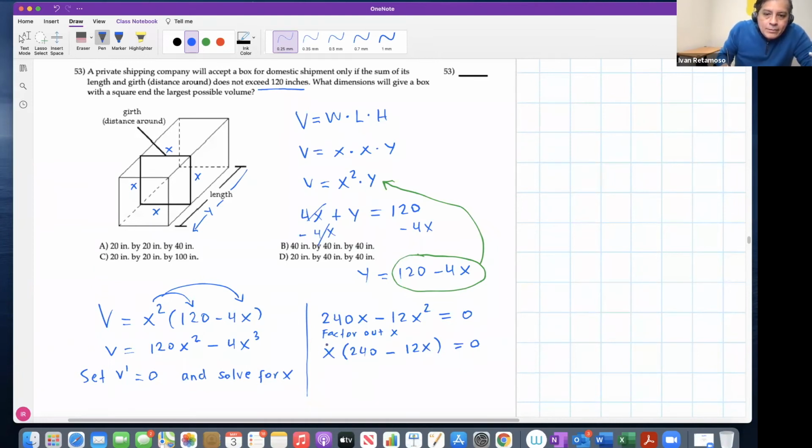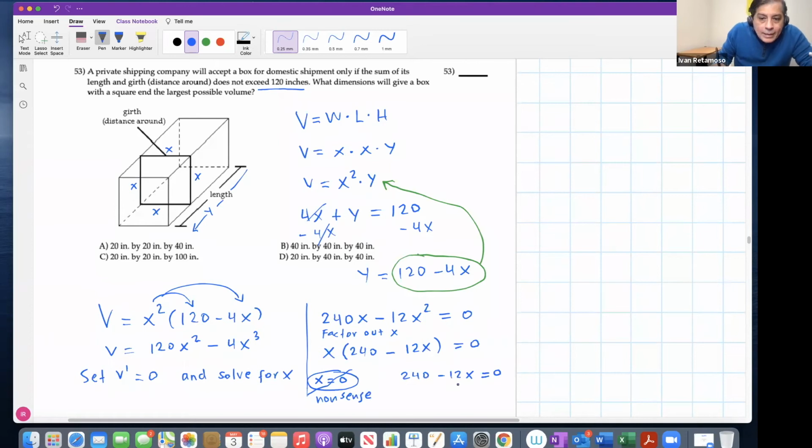Now you are supposed to set each factor equal to 0. So x equals 0, one possible solution, that quickly you see does not make sense. If x is 0, there is no girth, there is no cross section here, the volume will be 0. So this one doesn't make sense. Ignore, nonsense.